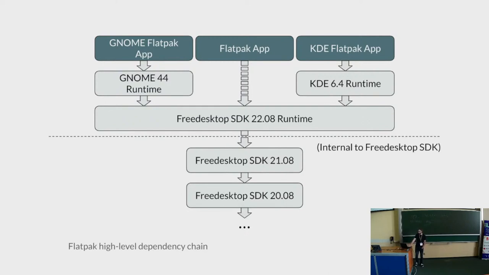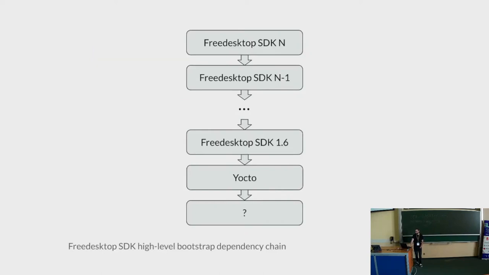Freedesktop SDK needs to be built somehow itself. So the design is that Freedesktop SDK, for example, here we have the 22.8 runtime, builds on the 21.8 runtime, and then this one builds on top of the Freedesktop SDK 20.8 runtime, which just continues basically. And if we look at this basic dependency graph, you see that eventually we reach, after 4 or 5 versions, the Freedesktop SDK 1.6 runtime, which itself is built on the Yocto project, which itself is built on something, I guess. But this chain just continues.